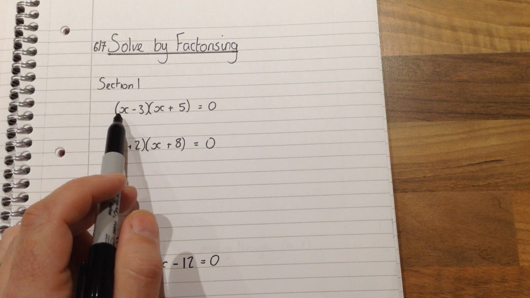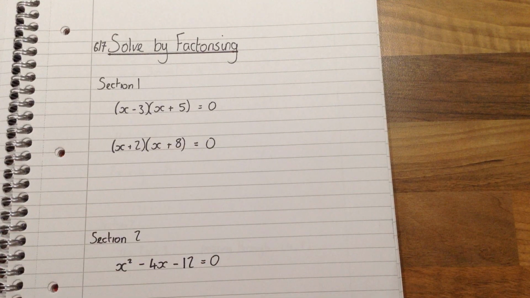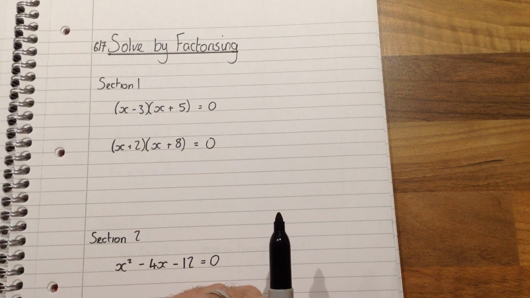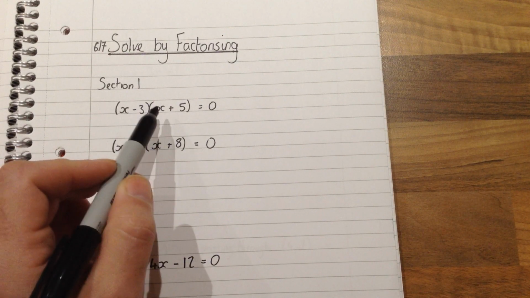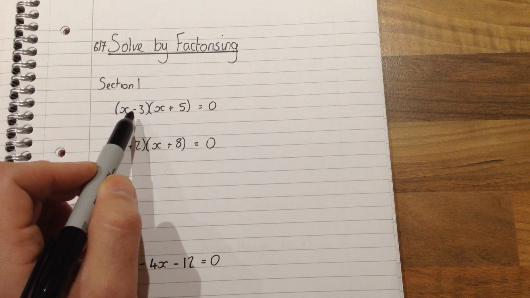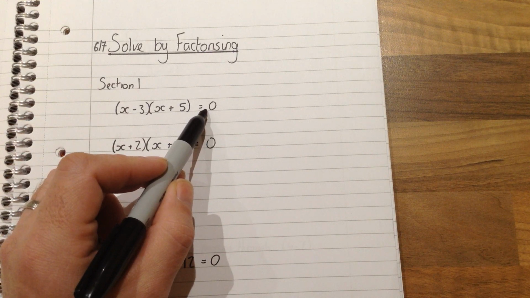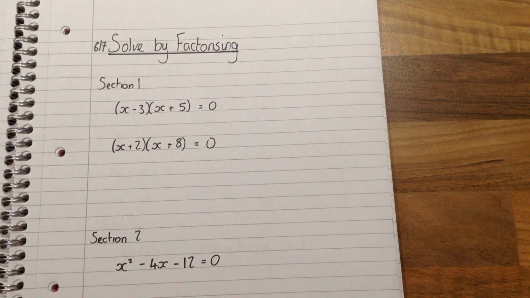So here we've got that this set of double brackets is equal to 0. Whenever we're solving equations, that means that we need to find the value or values of x that make this correct. When we've got double brackets next to each other, it means that we are multiplying them together. So if I multiply this bracket by this bracket and it equals 0, that means that I'm timesing two things together to equal 0. If I times two things together and it equals 0, that tells me that one of these things must equal 0.